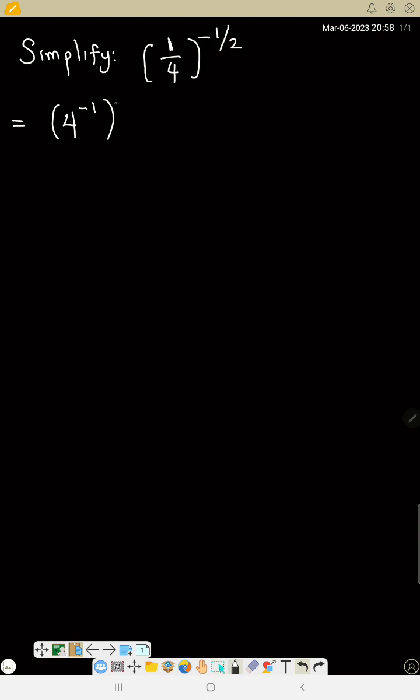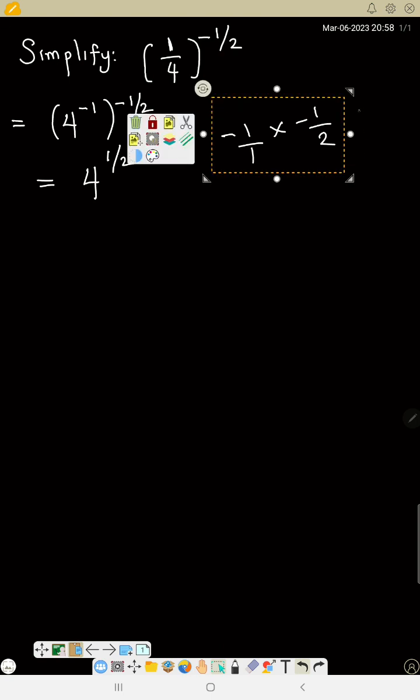Then everything raised to power minus 1 over 2. So this is the same thing as, this minus 1 will multiply this minus half. So that will be 4 raised to power half. So that is minus 1 over 1 times minus 1 over 2. Minus times minus is plus. So it will be half.